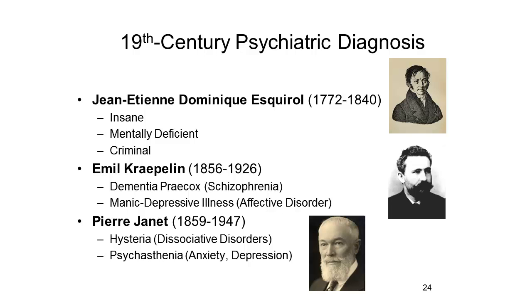disorders. And a little bit later in the 19th century, Pierre Janet, a French psychiatrist, did the same thing for the neuroses, distinguishing between hysteria and psychasthenia. Hysteria essentially being the dissociative, conversion, and somatoform disorders, as I described them earlier, and psychasthenia being the rest of the neuroses, where anxiety and depression dominate.